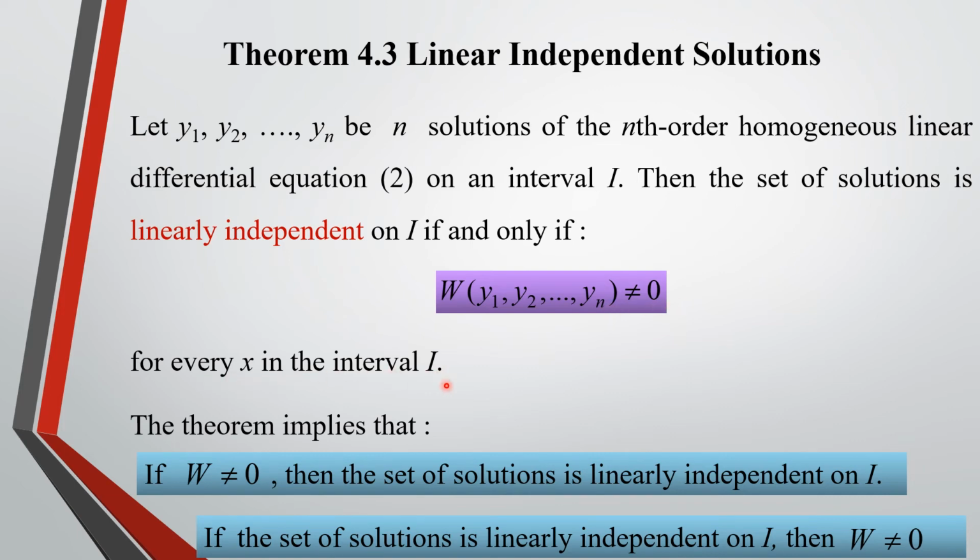Okay, what does this theorem actually say? It says that if you find out that the W, or the Wronskian, is not equal to 0, then you can make this conclusion. You can say that the set of solutions is linearly independent on I. On the other hand, if you know that the set of solutions is linearly independent on I, then W certainly will not be equal to 0.